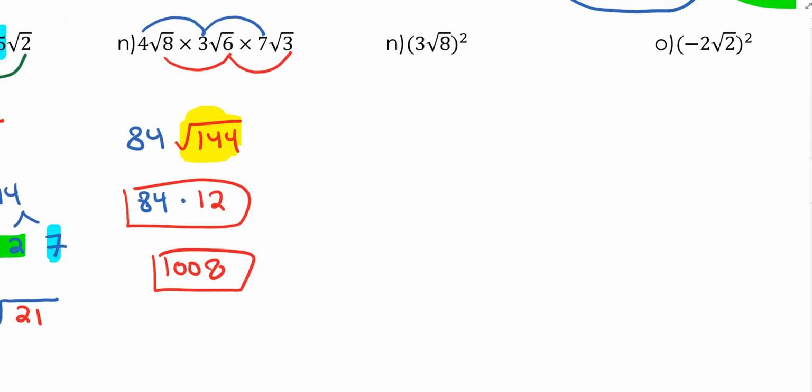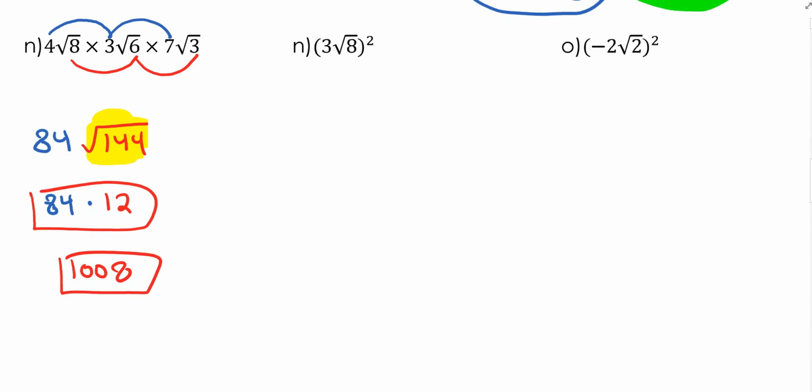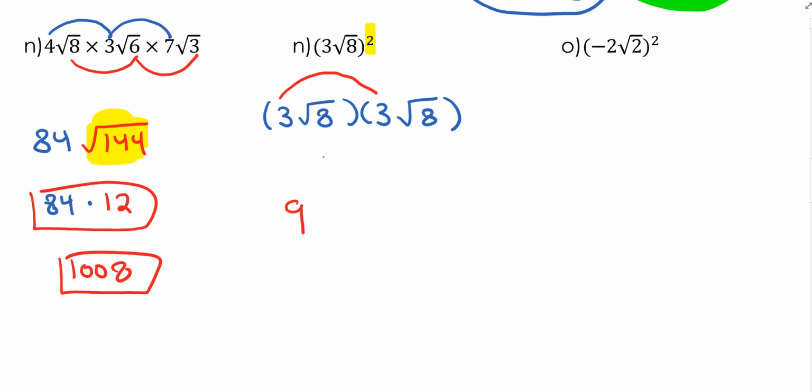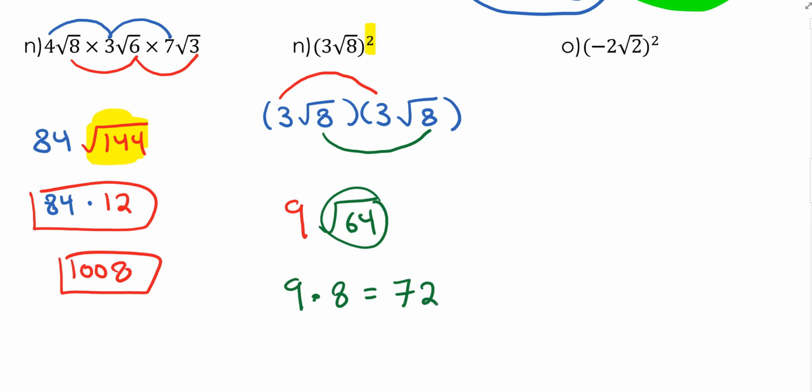Okay, let's move on to the next two letters. For letter N, there's a power 2 there, so if I had to go ahead and expand this, it would be 3 root 8 times 3 root 8. And we can use our same kind of concepts. 3 times 3 is going to be 9. And then we can do 8 times 8, which is root 64. And root 64 is going to be 8, so 8 times 9 is going to be 72. So 72 is my final answer for that one.